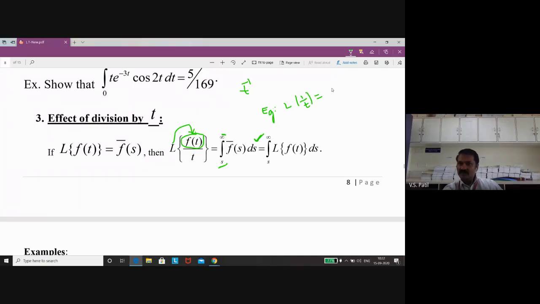So what you need to do here is write integration from s to infinity of the Laplace transform of 1, with respect to s. Then this becomes, this is a simple example, integration from s to infinity of 1 divided by s ds, since the Laplace transform of 1 is 1 divided by s. Then what is the integration of 1 divided by s with respect to s?